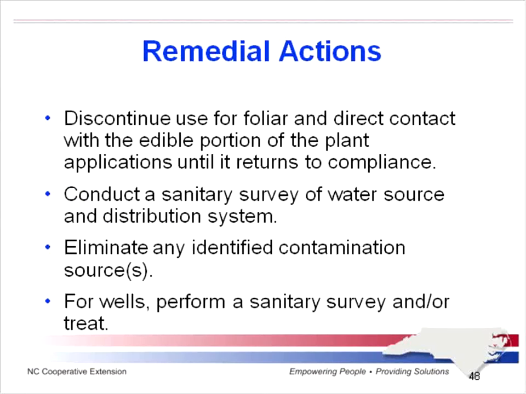Discontinue the use of foliar or direct contact water with the edible portion of the plant if the water sample is out of compliance or out of these guidelines. You should conduct a sanitary survey of your water source and distribution source to identify and eliminate any contamination source that's impacting the water quality. For wells, you should perform a sanitary survey and treat the well if necessary.